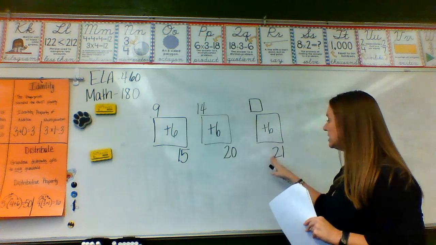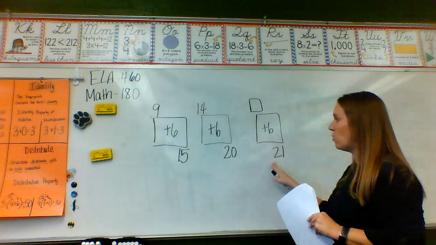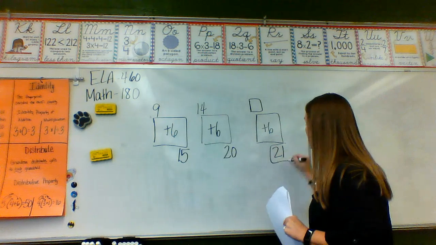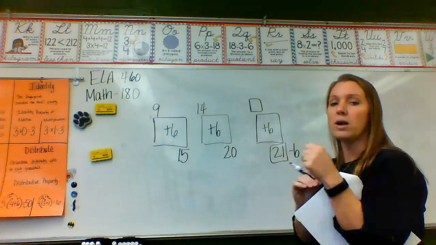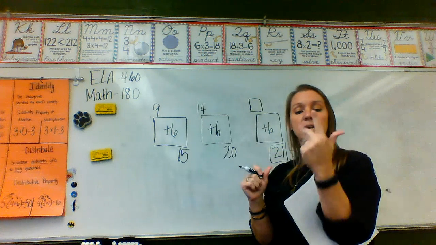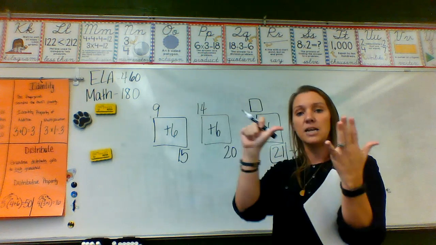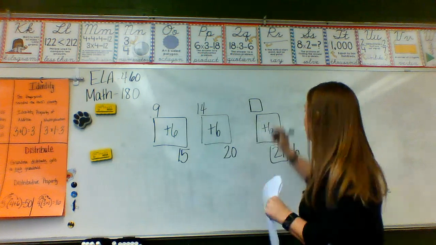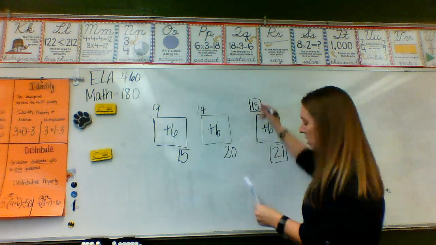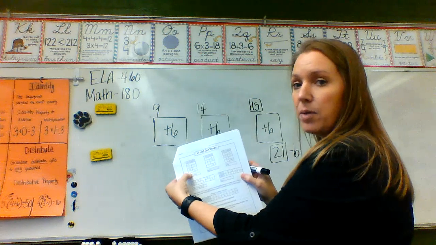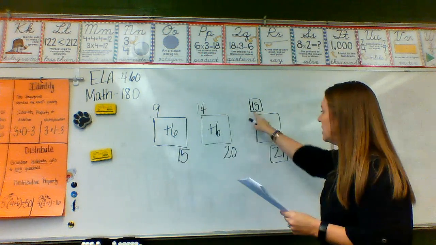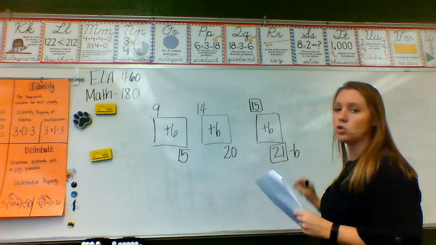So if we've already added 6 to get to 21, then in this case I take 21 minus 6. And when I do 21 minus 6, I say 20, 19, 18, 17, 16, 15. So 15 goes here, on the left side, the last side on my in box. So I have 15 plus 6 equals 21.